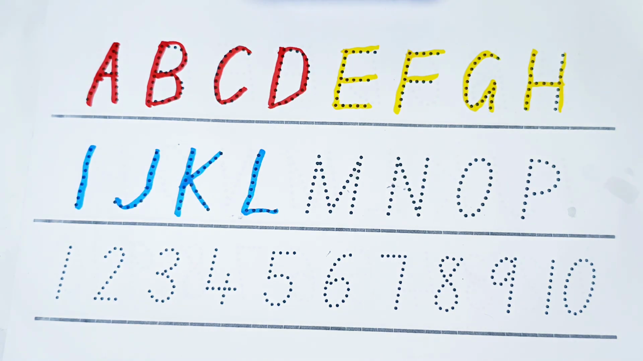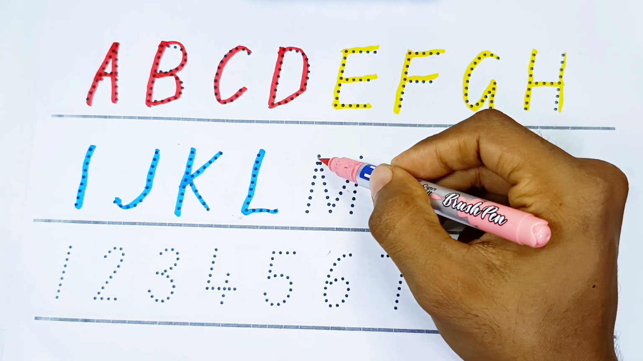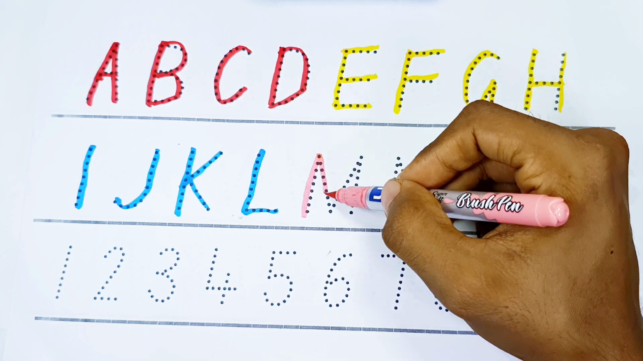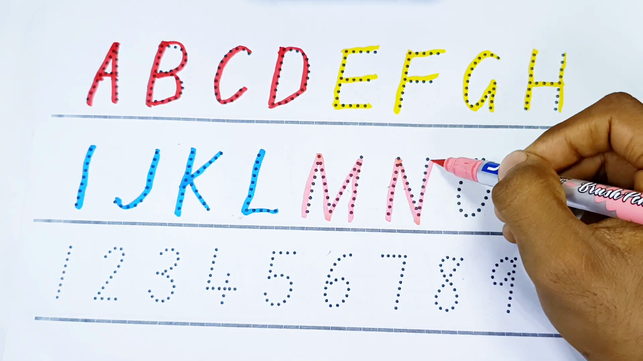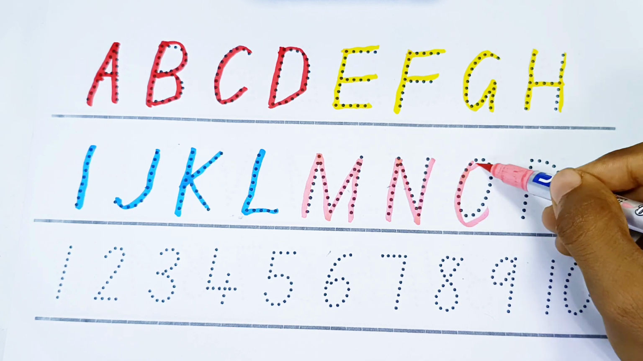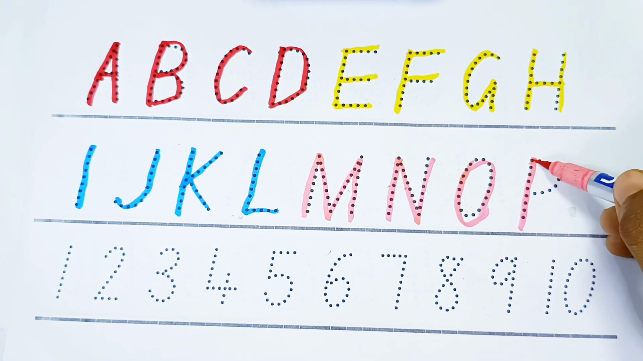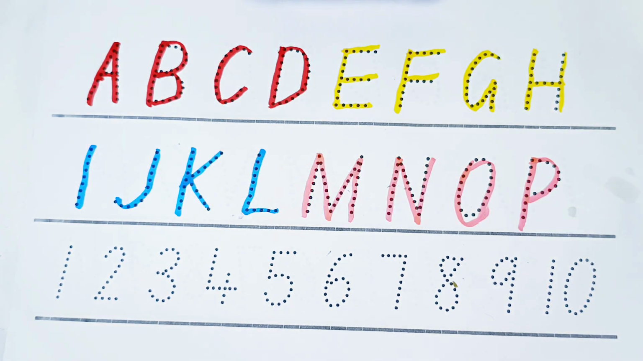Kids, now you draw M. M for moon. N for nose. O for orange. P for parrot. Kids, now you draw numbers.